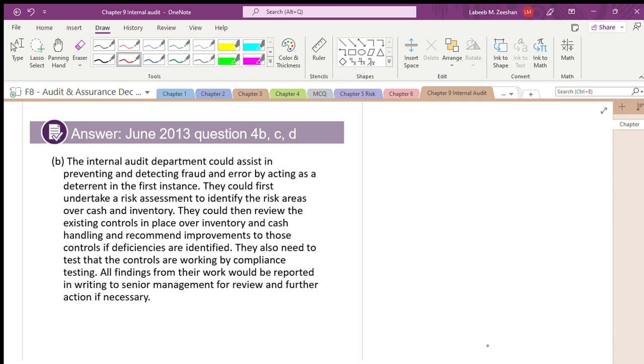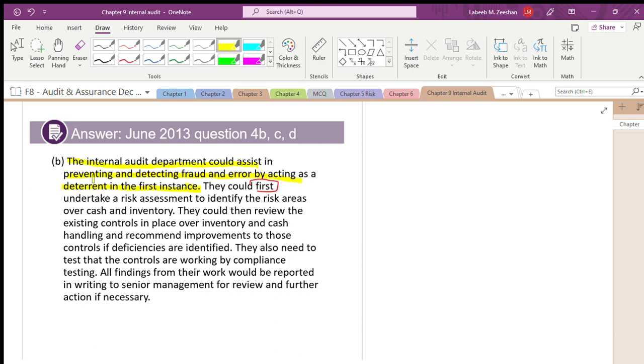They are talking about what they could first undertake. Is it right? They could say the internal audit department could assist. It is a general sentence. This is only a general sentence, nothing related to the answer as such. The internal audit department could assist in preventing and detecting the fraud and acting as a deterrent in the first instance.